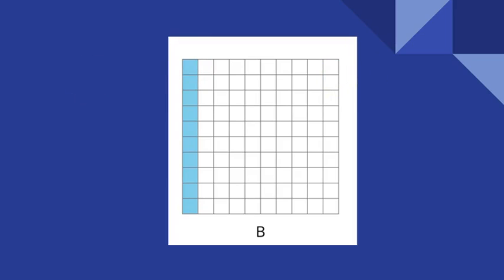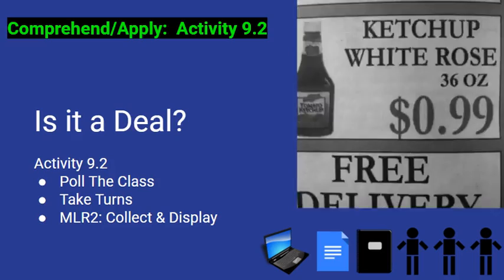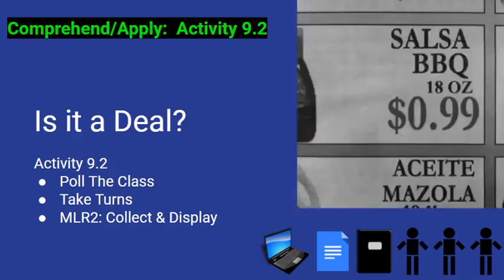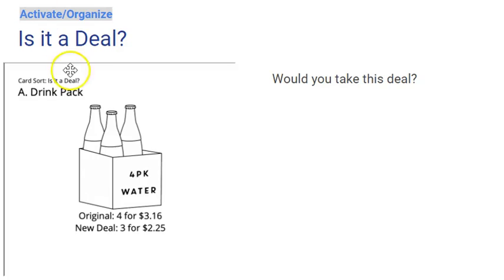All right, let's dig into our lesson now. Is it a deal? So we're going to take a look at a couple things and see if it's actually a deal or not. Got a drink pack here. Original price is $4 for $3.16. The new deal is $3 for $2.25. Should you take this deal?